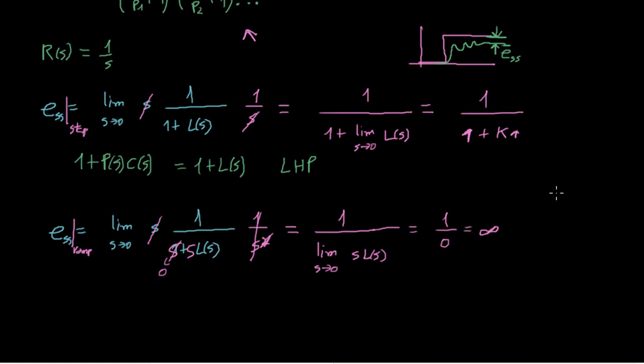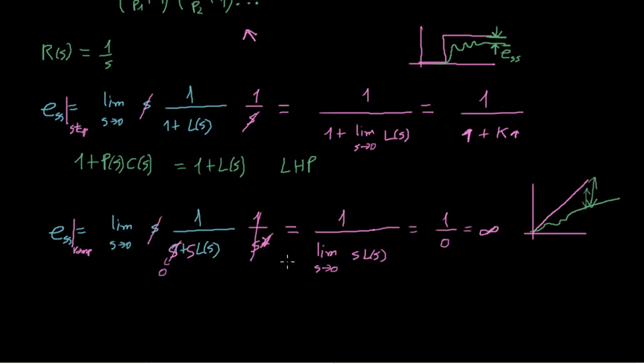So the error is infinity, and that means that our system is not capable of tracking a ramp. So this is the input, and the output may have some transient, but then typically it won't be able to follow it. It may do something like this. So this distance here keeps growing and growing.